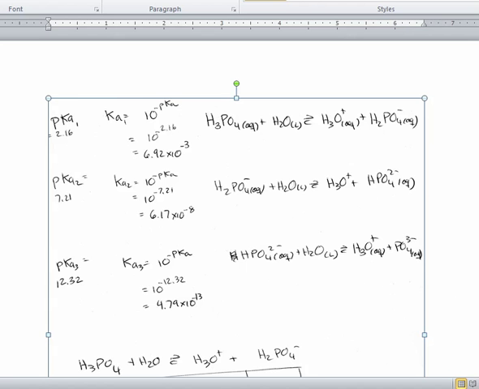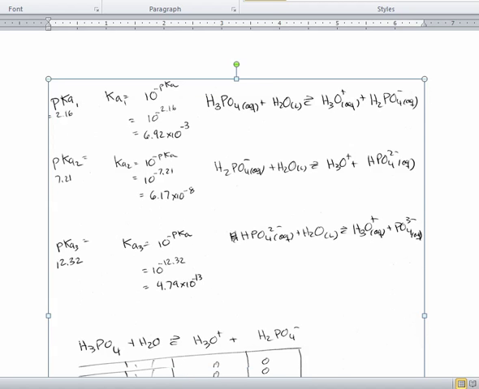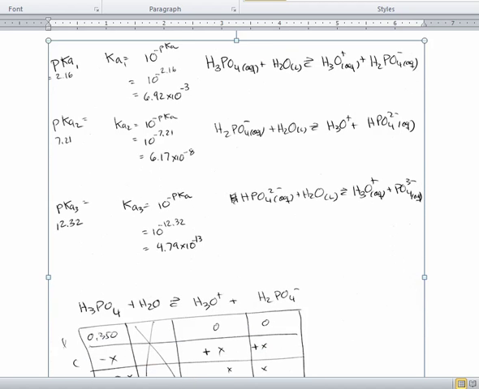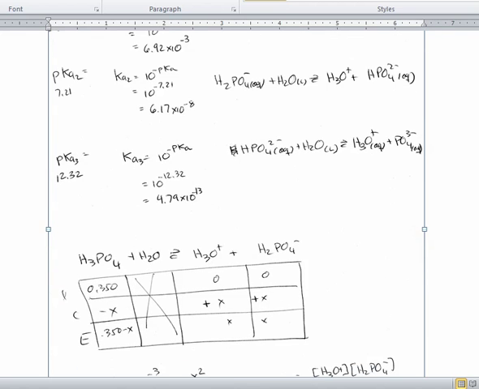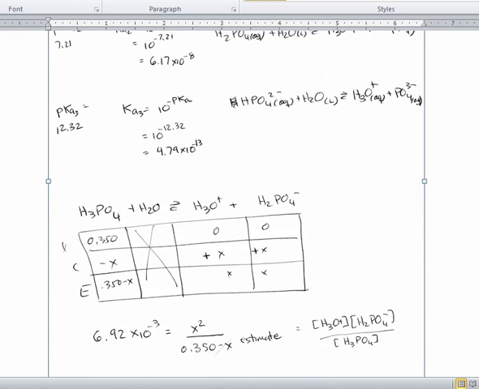So since we're asked to estimate the pH, I'm going to look at my first dissociation here using my ICE chart to determine how much hydronium is going to be generated. So here's my initial concentration of phosphoric acid. It's going to shift to the right to establish equilibrium, and my concentration of hydronium and its conjugate base are going to be equal to x.